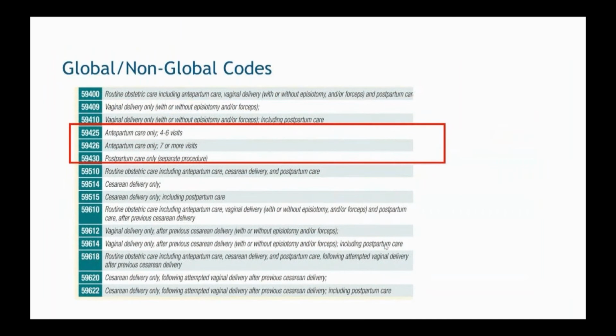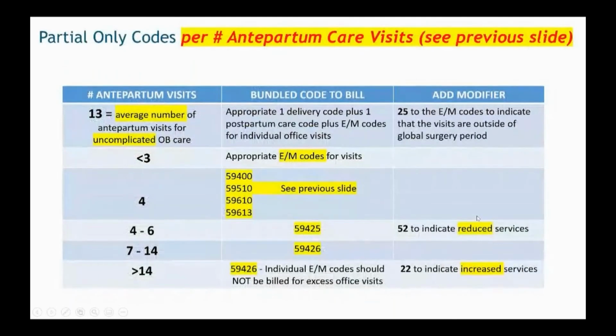You can see, let's see here. Oh wait, let me get my cursor so you can follow along. 1, 2, 3. You can see right here, 59425, antepartum care only, 4 to 6 visits. 59426, antepartum care only, 7 or more visits. Remember, 13 is average. This is where you're billing partial services because your antepartum care is not 13 at this point. So you're away from the global code.